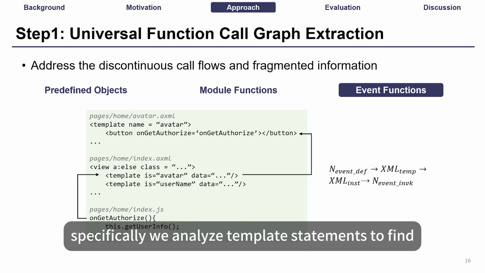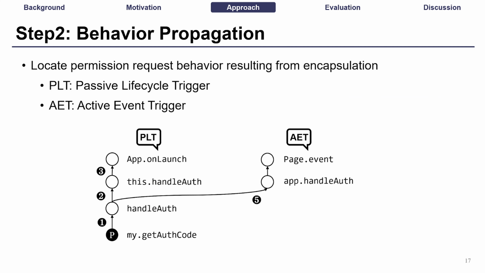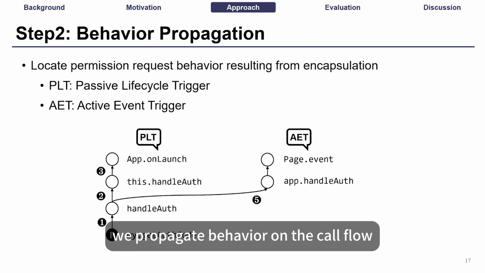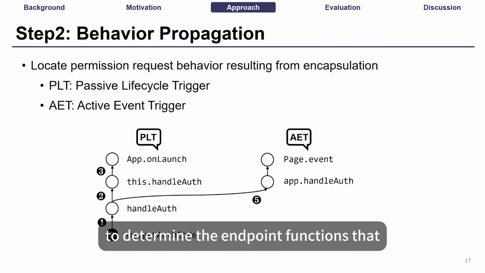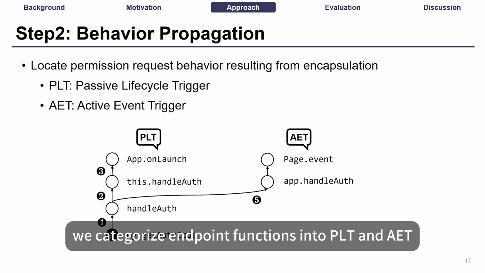Specifically, we analyze template statements to find cross-file event call relationships. In the second step, we propagate behavior on the call flow to determine the endpoint functions that ultimately call permission requests. We categorize endpoint functions into PLT and AET.